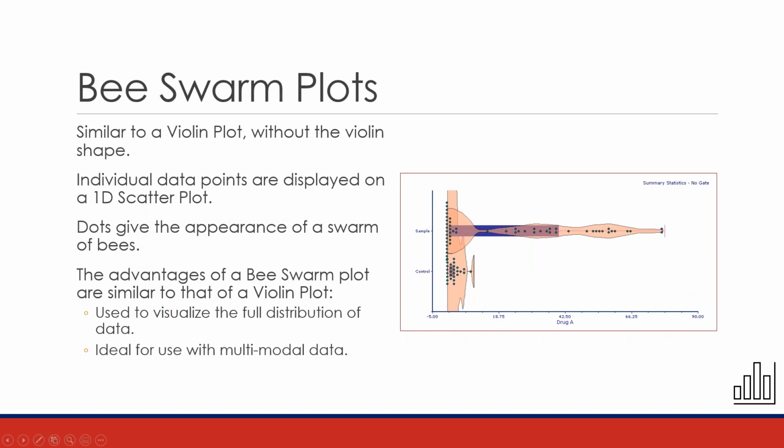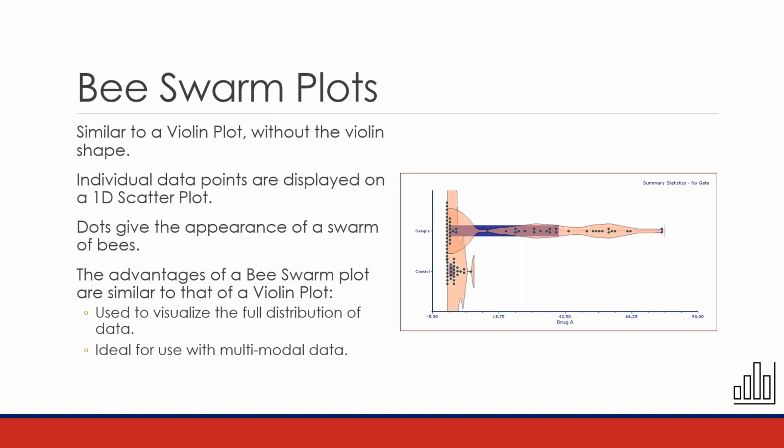And the last chart type that I want to talk about today is a chart called a B-swarm plot. As you could probably tell, all these chart types have similarities to one another. The B-swarm plot is very similar to a violin plot, except that the individual data points are displayed on a 1D scatter plot, and we use dots to represent the data points.